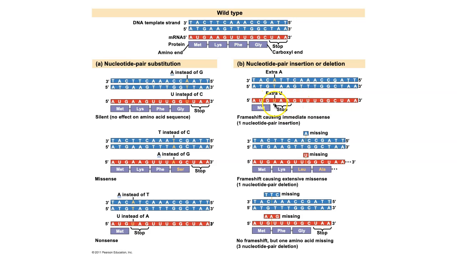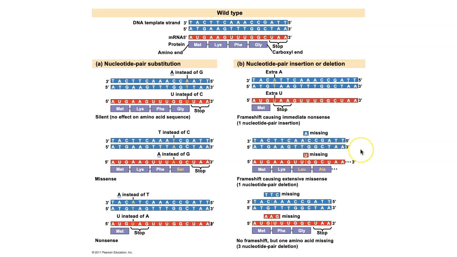But instead, since we have to read every 3, inserting this U in here shifted the frame, the reading frame, so that instead of this being the first, second, and third, this is now the first, second, and third. So this created a new codon. In fact, it created a stop codon. So this frame shift caused an immediate nonsense mutation here.